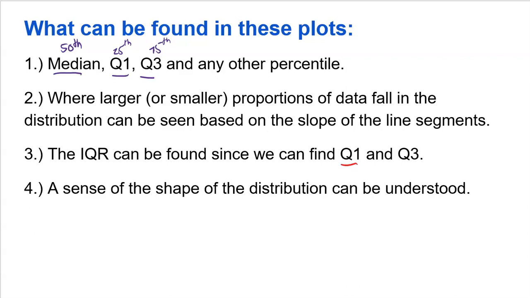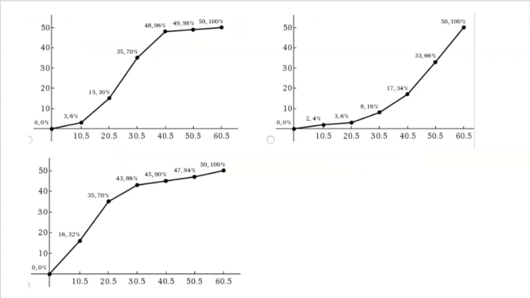Since we could find the Q1 and the Q3, we could definitely calculate the IQR, because IQR is simply Q3 minus Q1. So if we know Q3 and we know Q1, subtract them. And again, I already mentioned this. We can get a really good feel for the shape of the distribution of the data by looking at one of these. In fact, let's look at three more here. Here are three cumulative relative frequency charts.